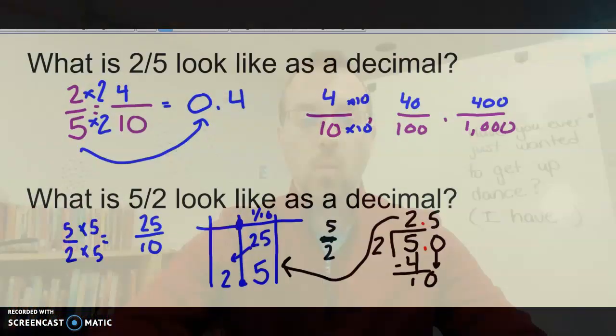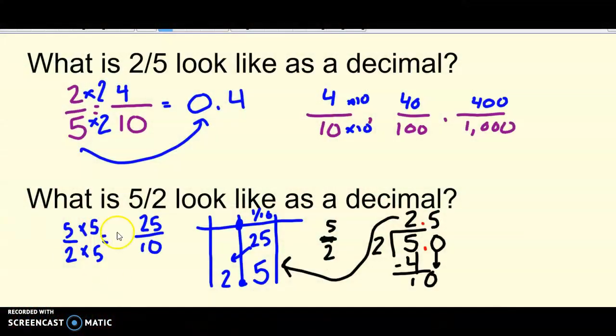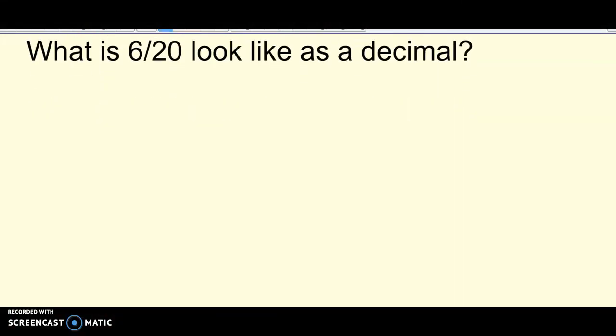Or should I just divide? Right? And you could do either strategy if it works. And we're going to find a couple problems today that you could do one or the other or both. So let's do one more in our anchoring in here. And as I scroll down, what is 6/20ths?